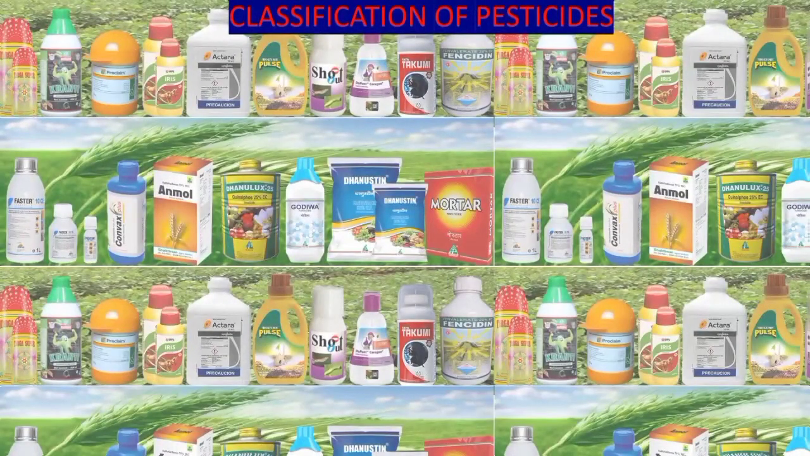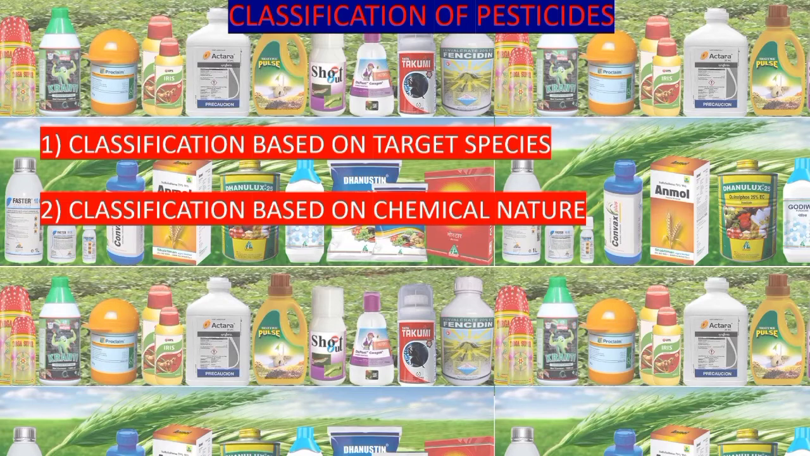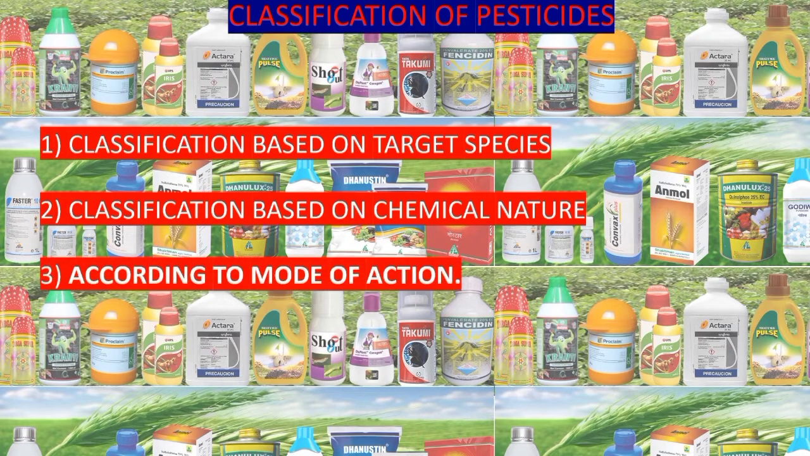Classification of pesticides. Pesticides can be classified in different ways based on different aspects. Some of them are: 1. Classification based on target species. 2. Classification based on chemical nature. 3. Classification based on mode of action. 4. Classification based on biodegradability. Okay. Let us see how pesticides can be classified based on the pest they control.